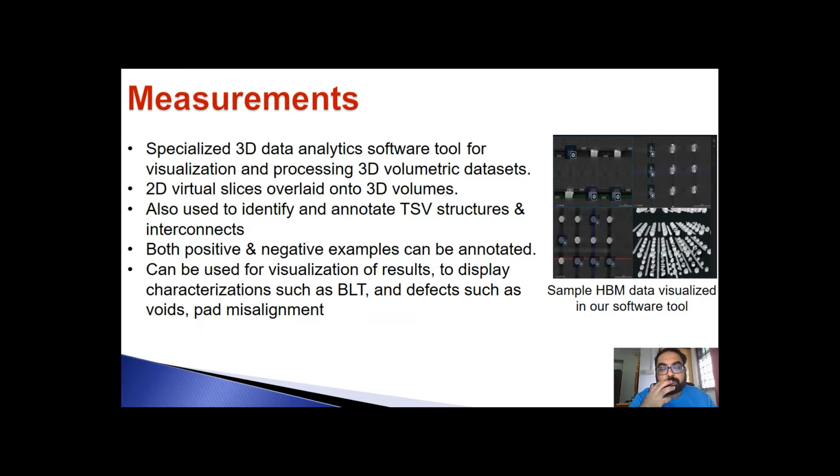Another advantage of this tool is that we are able to label both positive and negative examples, which helps our training method understand what is a TSV and what is not a TSV. Moreover, it can also be used for visualization of results at the end to display characterizations such as bond line thickness and defects such as voids and pad misalignment that we might be working on in the future.